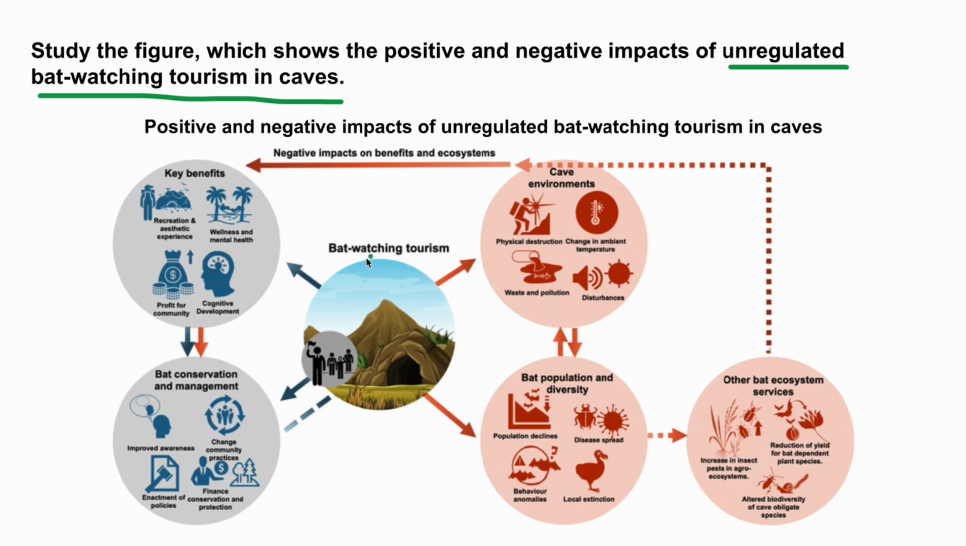So let's start with the central idea, bat watching tourism. You notice that this is the center, this is the focus. This focus leads on to other effects. And you notice that the effects, sometimes it is one way, sometimes it is two way. So let's start with the blue ones first, the positive impacts.